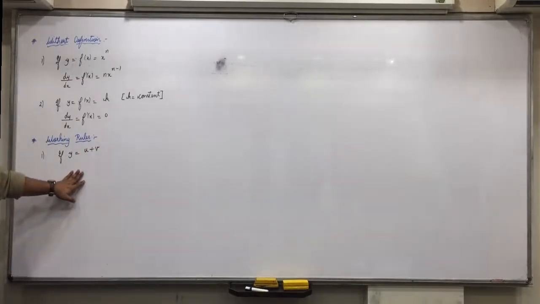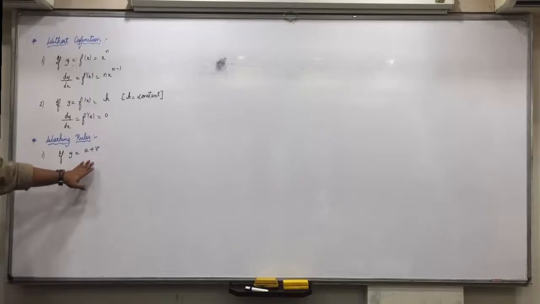u plus v means u can be any number with x or without x. It can be 5x square. It can be only 3x. It can be only 5 also. Same way, v can be 2x cube, 8x raised to 7. It can be anything. It can be 5 also, a constant number also.